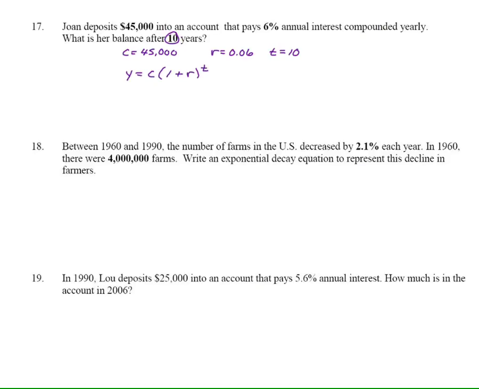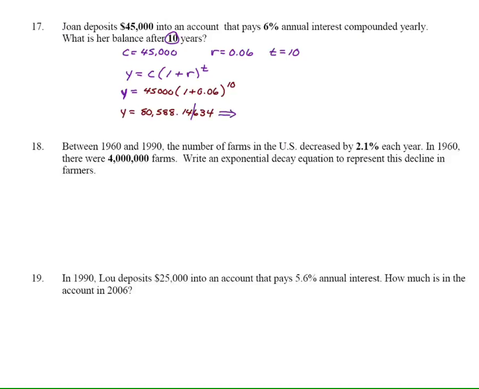I usually write the equation as is, without any variables plugged in. C times (1 plus r) to the t. Again, it's plus in this case because we're talking about exponential growth. And then I'm just going to put the numbers in place of where they go. So 45,000 times (1 plus 0.06) to the 10th. You don't have to do anything on the inside. You just type that in your calculator and you should get $80,588.14634.